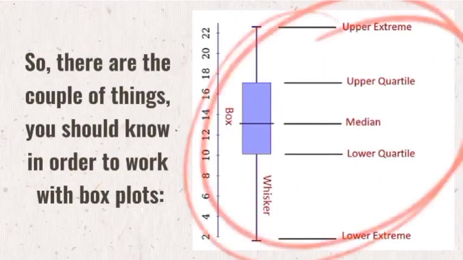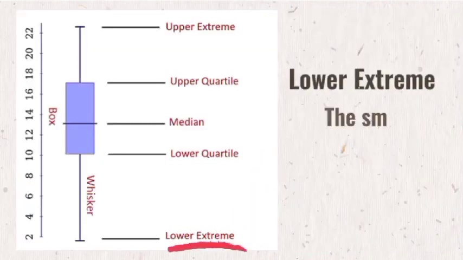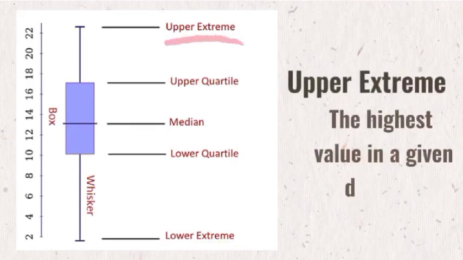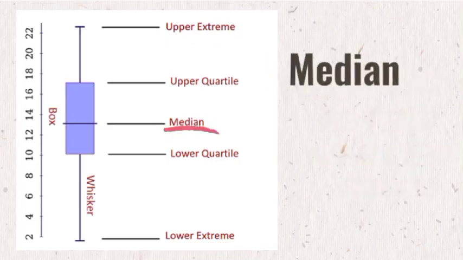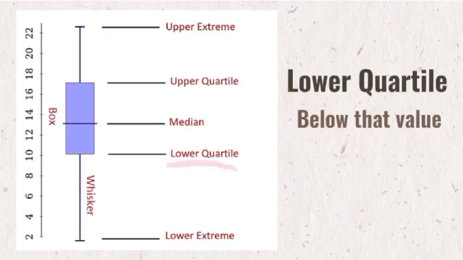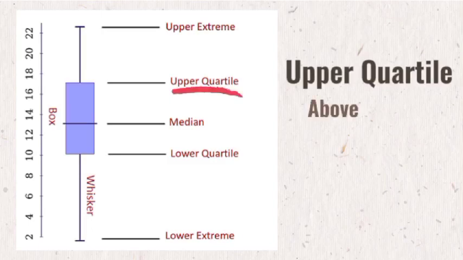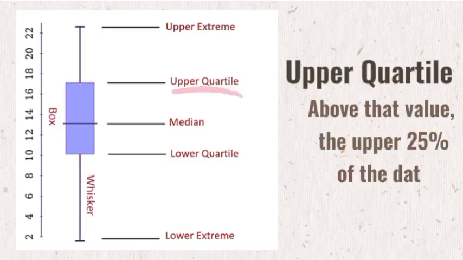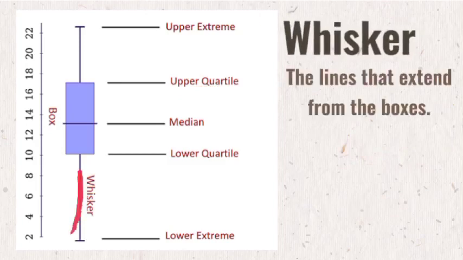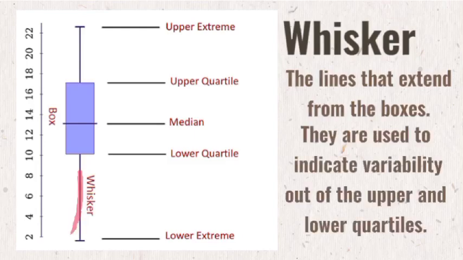So there are a couple of things you should know in order to work with box plots. The lower extreme, the smallest value in a given dataset. Upper extreme, the highest value in a given dataset. Median value, the middle number in the set. Lower quartile, below that value, the lower 25% of the data are contained. Upper quartile, above that value, the upper 25% of the data are contained. Whiskers, the lines that extend from the boxes. They are used to indicate variability outside of the upper and lower quartiles.